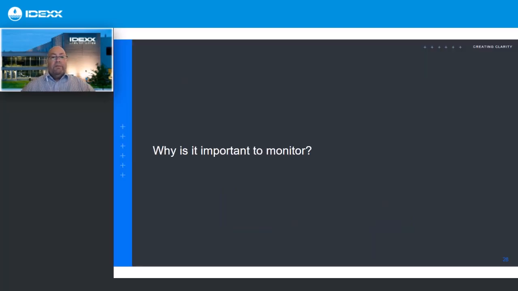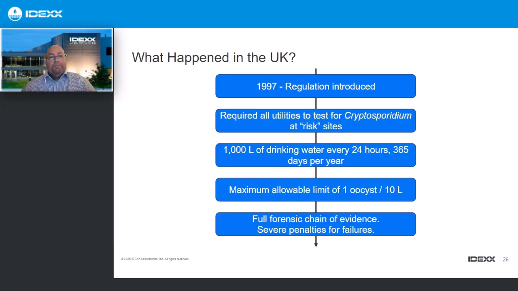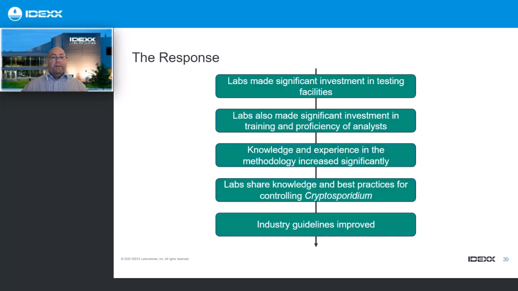customers. I just want to go through one more thing, which is it's not really a case study, but it's just to outline why it is important to monitor. So back in 1997, there was this very, very strict regulation introduced in the United Kingdom. This required utilities to test for Cryptosporidium at what were deemed risk sites. And it was 1,000 litres of drinking water every 24 hours, 365 days per year. And the maximum allowable limit, 1 oocyst per 10 litres. There was a full forensic chain of evidence, and there were very, very severe penalties imposed for failures or outbreaks.